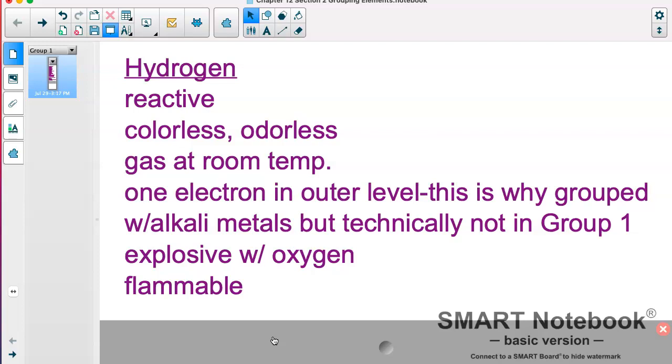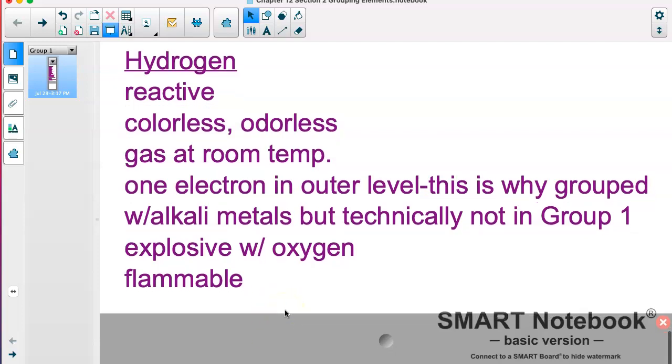So that's important. A lot of times you'll see it highlighted a different color just to kind of let that stand out. The reason it's placed over there is because it has that extra electron, and so it's ready to give one up and form a compound to make itself stable. So it's over there for that reason.